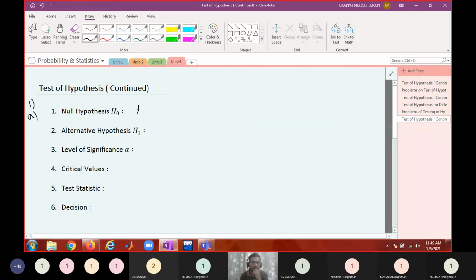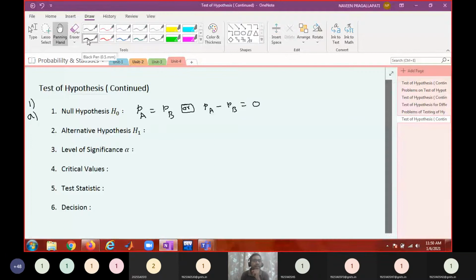Instead of P1, we shall write PA. PA equal to PB. Or in other words, how can I write this? PA minus PB equal to 0. So what is delta here? Delta is 0. Therefore, we compute the pooled proportion when we are finding the test statistic.